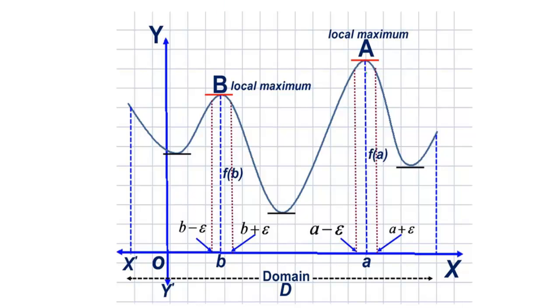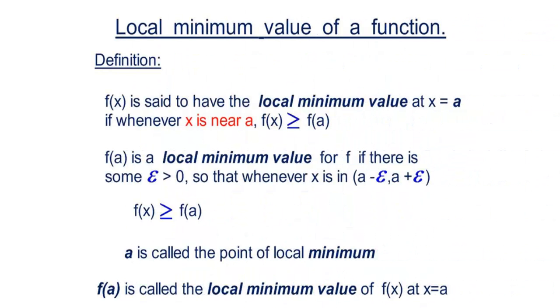Now let us see the definition for local minimum value of a function. The definition is f of x is said to have the local minimum value at x equal to a if whenever x is near a, f of x is greater than or equal to f of a.